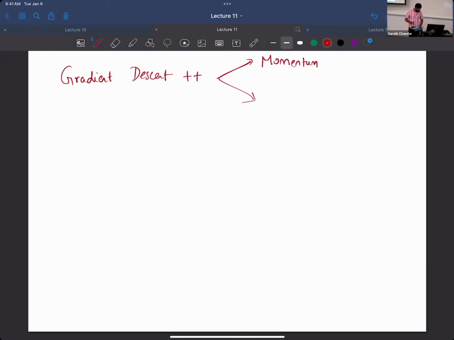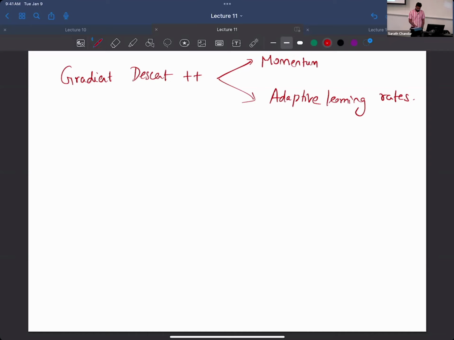So basically we're going to look at different ways to improve the gradient descent algorithm. They can be broadly classified into two families of algorithms. One is based on this idea of momentum. The second family is methods which do adaptive learning rates. Is it clear?